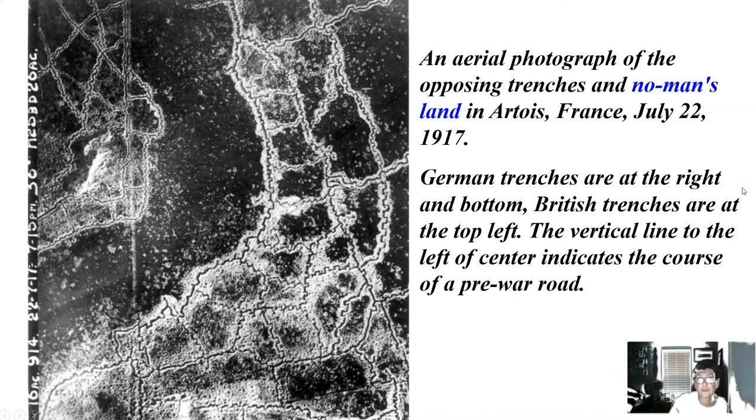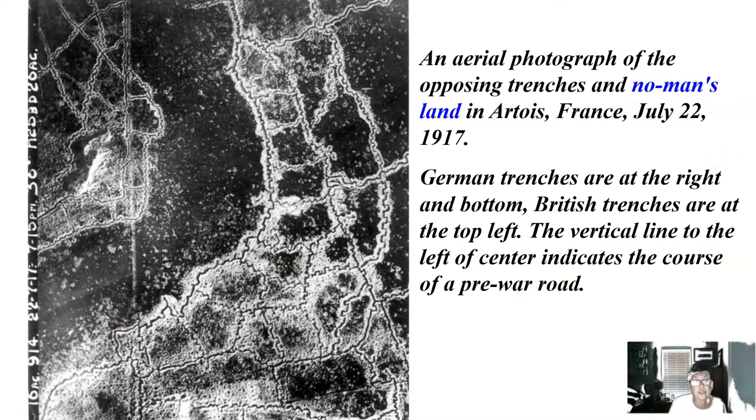This is an aerial photograph of opposing trenches in no man's land in Artois, France. This was taken by an airplane, of course. Aerial reconnaissance was something that was new, taking aerial photographs of the battlefield. German trenches are on the right and at the bottom. British trenches are in the top left. The vertical line that you see right here, that was an old pre-war road.